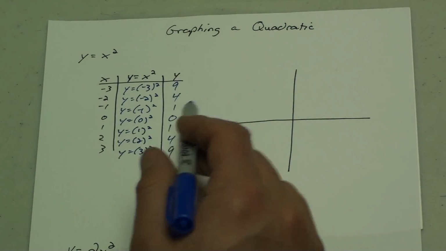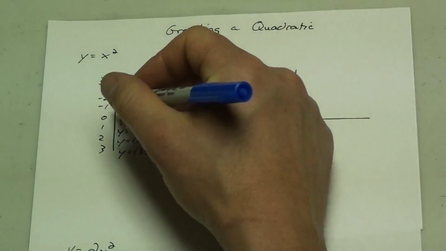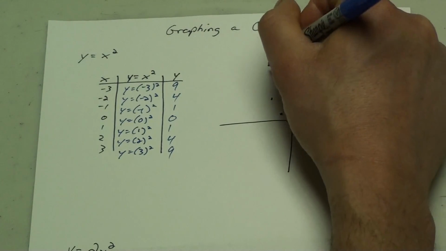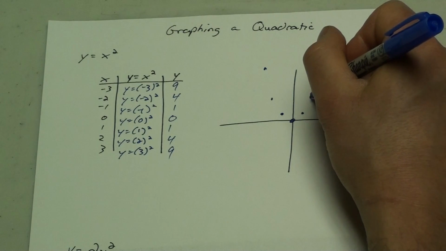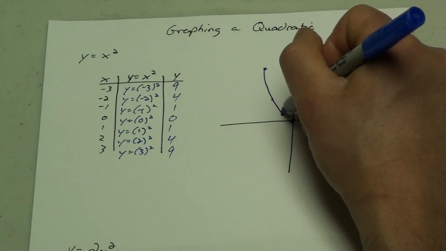So I'll start with 0, 0. I get -1, 1. I have -2, 4. And I have -3, 9. I have 1, 1, 2, 4, and 3, 9. There is my quadratic.